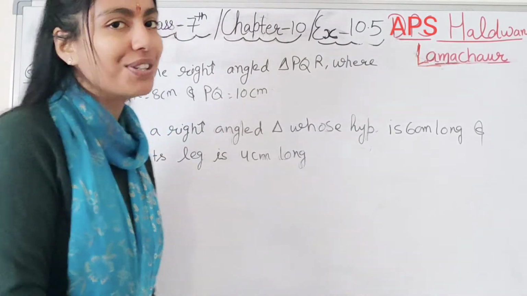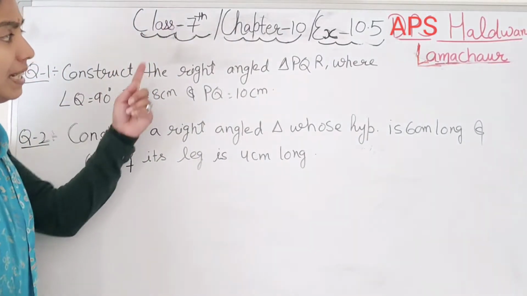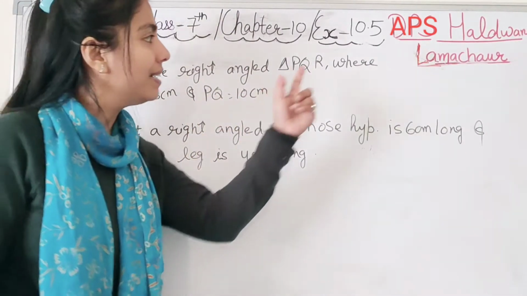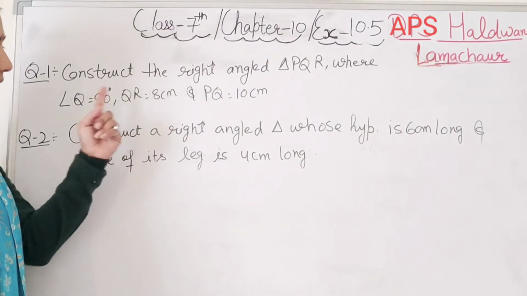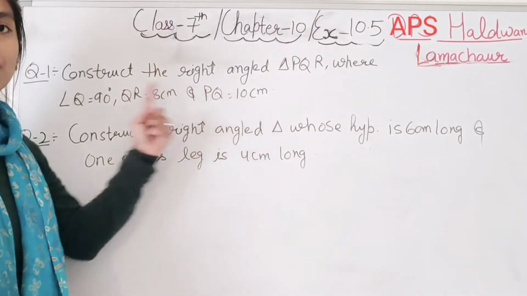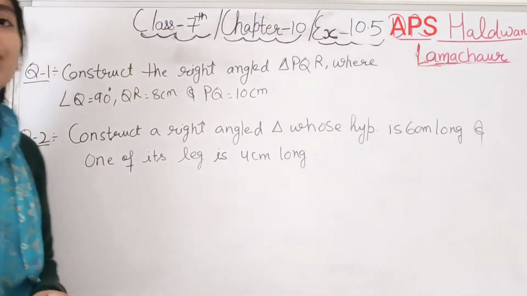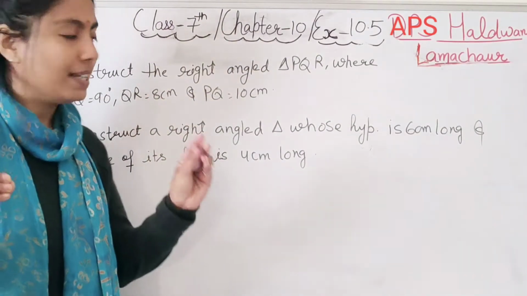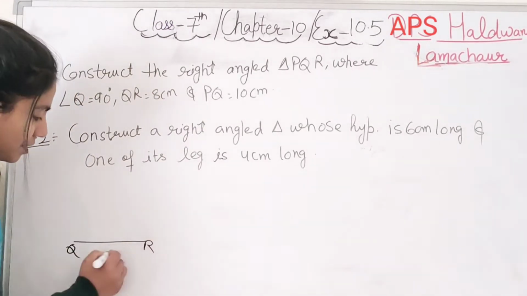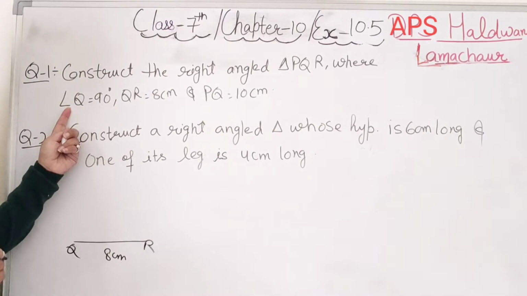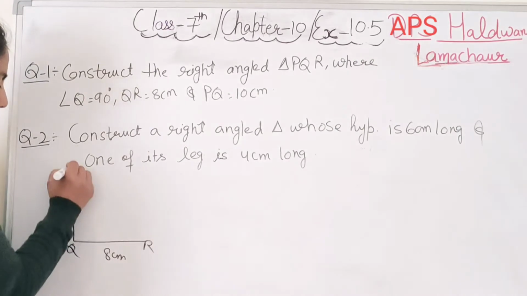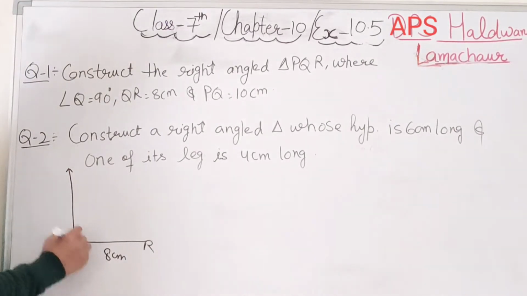Start the exercise. Question number 1: construct the right angle triangle. Right angle triangle means one angle will be of 90 degrees, right? Where angle Q is equal to 90 degrees, QR is 8 centimeter and PQ is 10 centimeter. Two lengths, one angle. Right student? So first of all you have to draw the baseline. I am going to take QR as the baseline, QR 8 centimeter, right? And at Q the angle is 90 degrees. Everyone knows how to draw the 90 degree angle, right? This is the 90 degree angle.